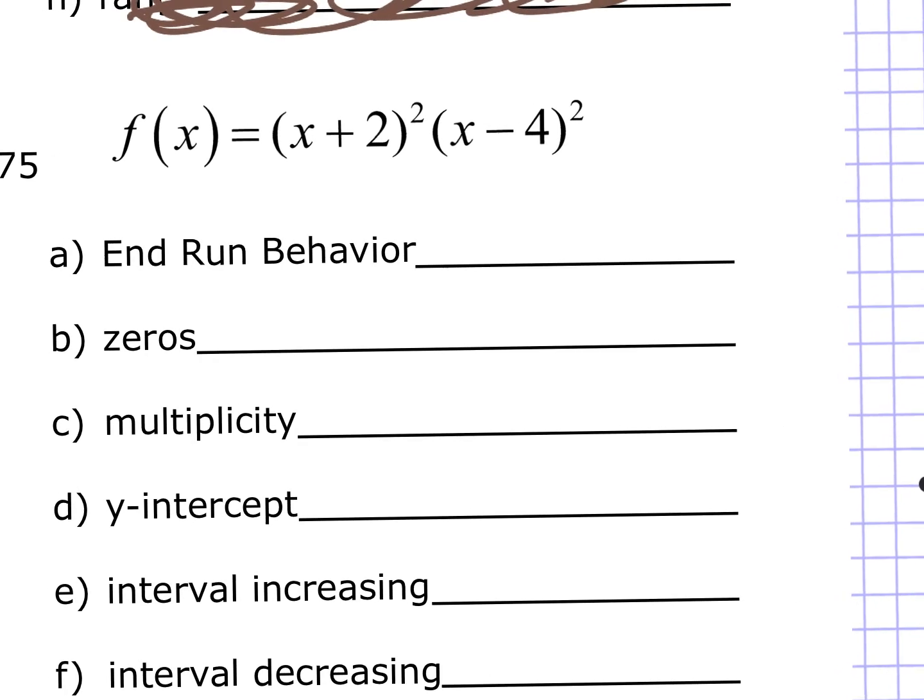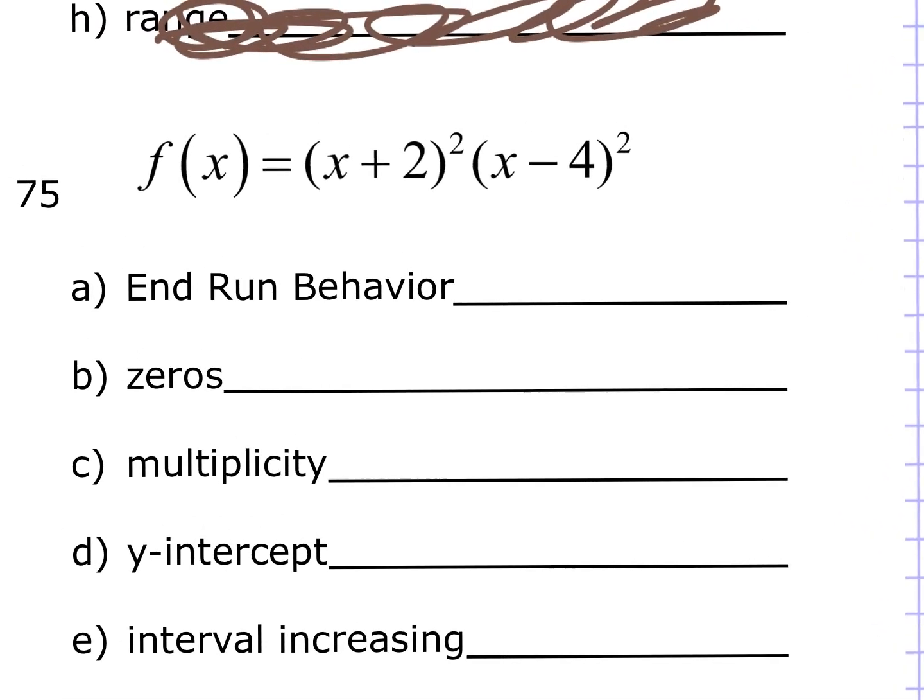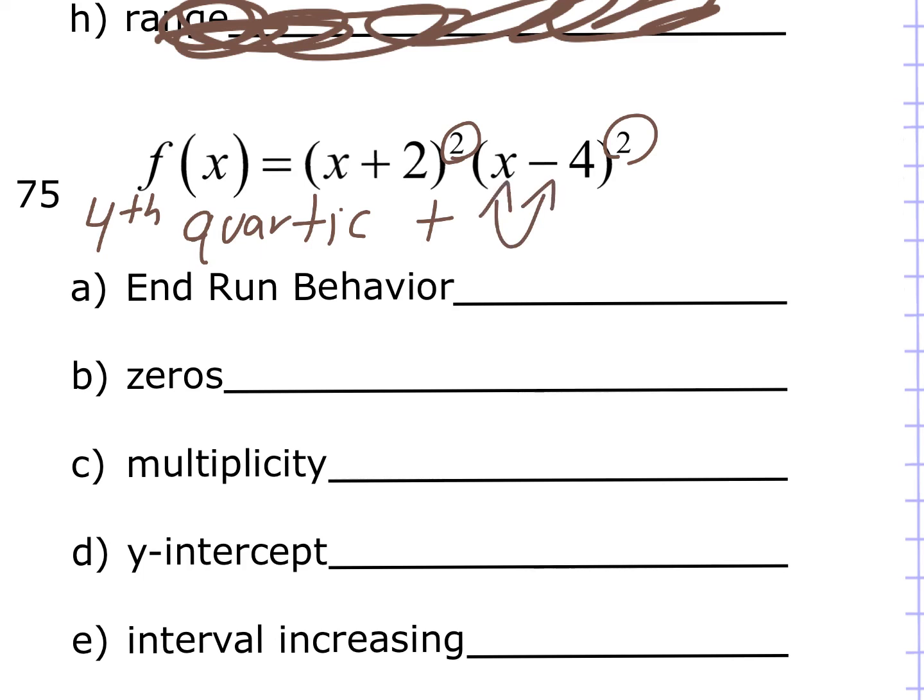All right, last one. Start off with our powers. I've got a 2 and a 2. So I've got 4 power overall, which makes this another quartic. My coefficients are both positive, so I've got another smiley face going here. So as x goes to positive or negative infinity, y will go to positive infinity.